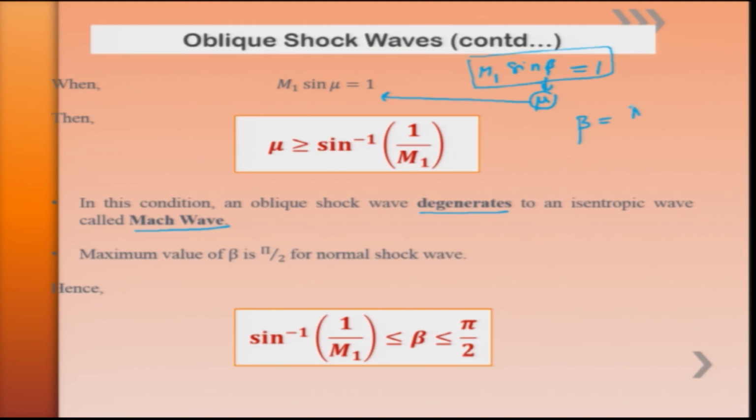Another case, the limiting case on the oblique shock, is that beta maximum is pi by 2, which is the case of a normal shock wave, because the normal shock is perpendicular to the upstream flow direction. Therefore, beta lies in the range sine inverse of 1 by M1 less than or equal to beta less than or equal to pi by 2. This is the normal shock case, and the other end is the case when the oblique shock degenerates into the Mach wave, which has the property that changes in properties across the Mach wave are negligibly small, and you can neglect them.